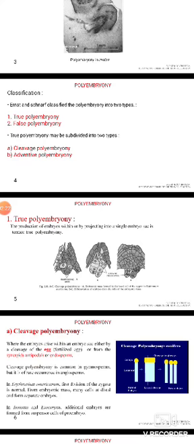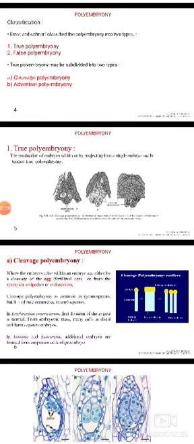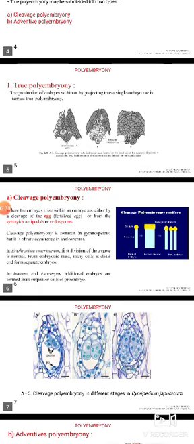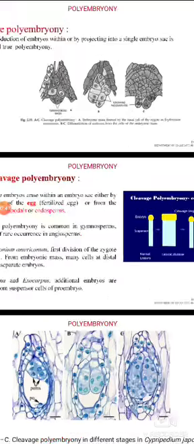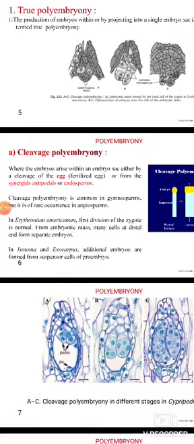Cleavage polyembryony is common in gymnosperms, but it is of rare occurrence in angiosperms. In Erythronium americanum, the first division of the zygote is normal. From the embryonic mass, many cells at the distal end form separate embryos. In Exocarpus and Isotoma, additional embryos are formed from suspensor cells of the proembryo.